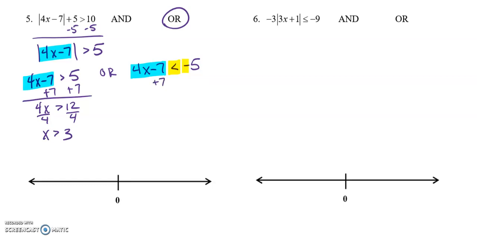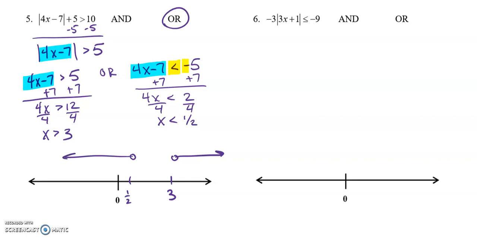On the other side, we're going to add 7 to both sides. That gives us 4x is less than 2. Divide both sides by 4. We get x is less than 1/2. So here's 3. I want values that are greater than 3. Here's 1/2. I want values that are less than 1/2. So we'll have an open circle going to the left, open circle going to the right.